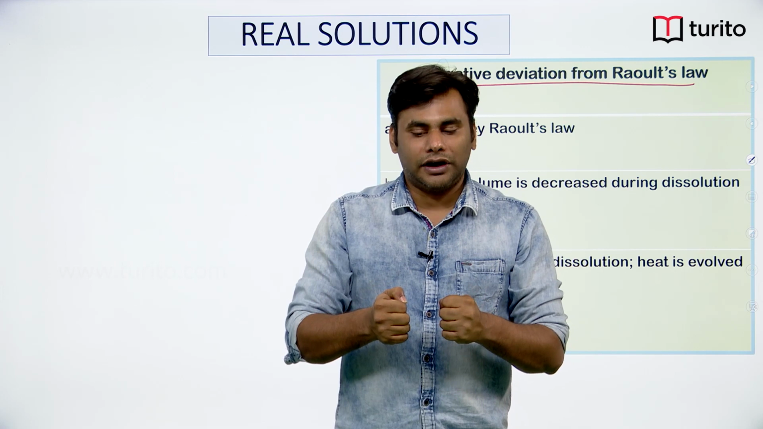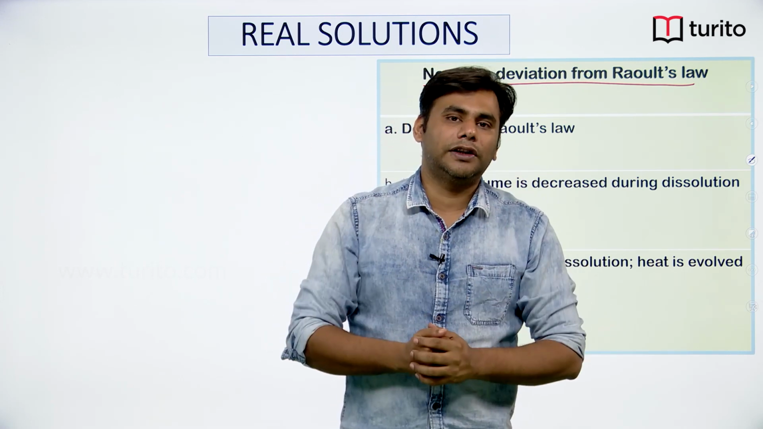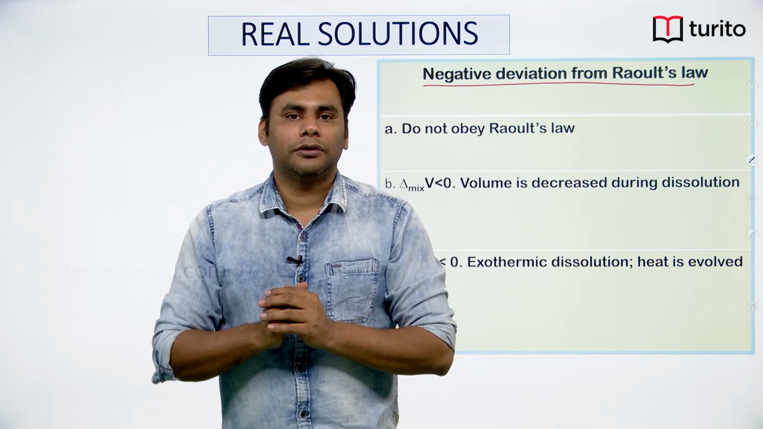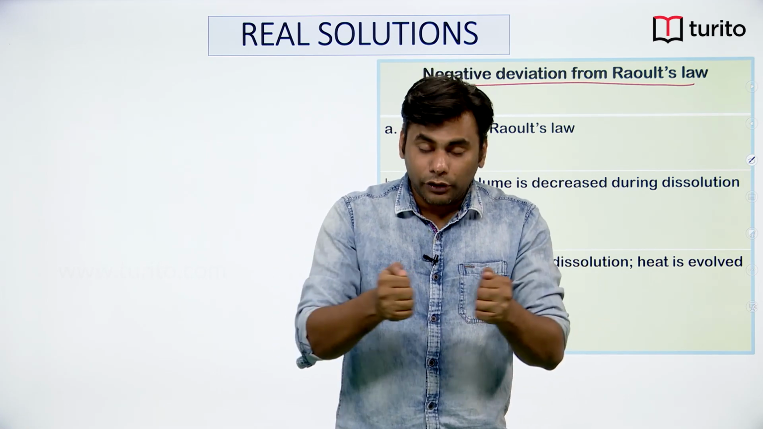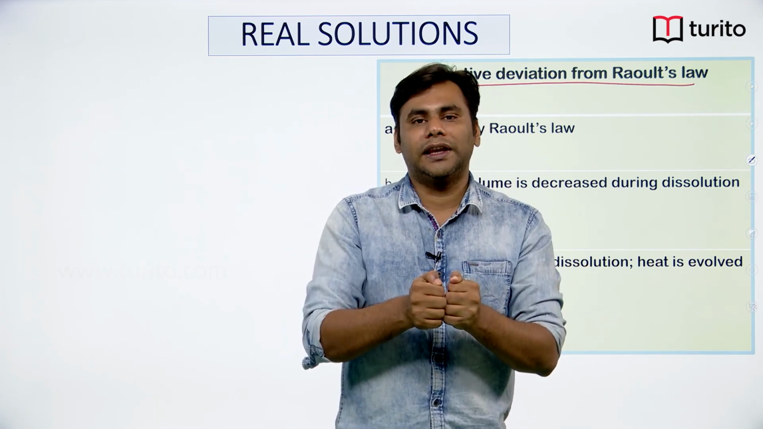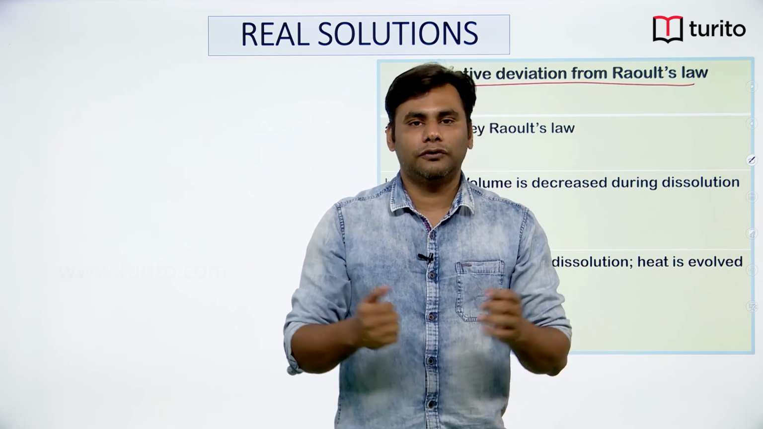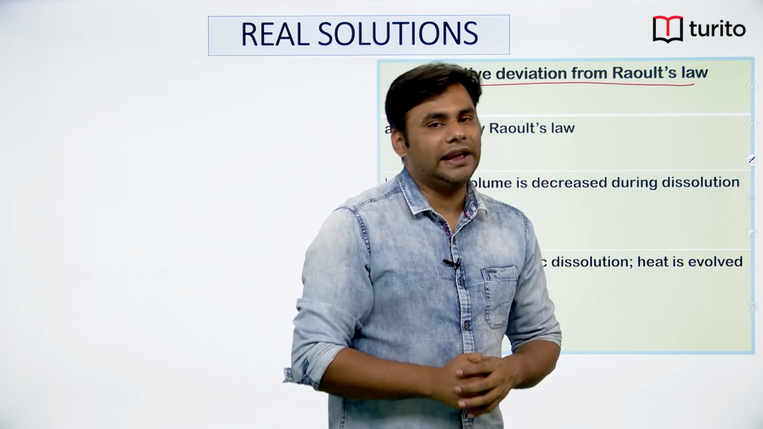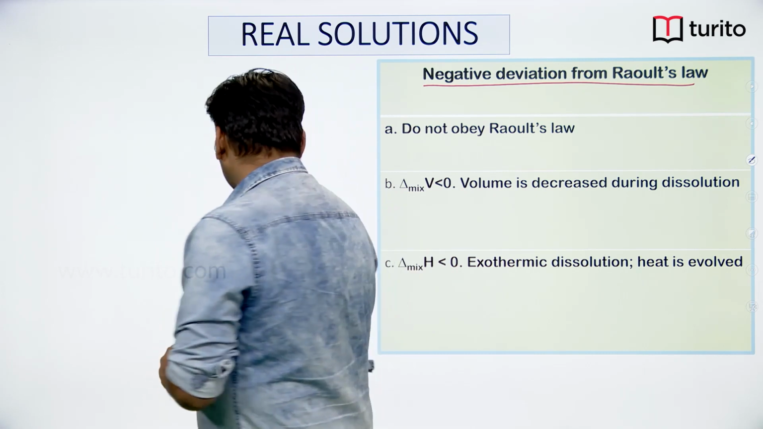So in that case, what would happen? Both the components are not able to escape out, so the pressure developed over the solution would be less than expected Raoult's law. Less number of vapor would be formed. Now whenever the two components are forming strong bonds between themselves, then only negative deviation solutions are formed. So we'll say that in this case AB interaction is stronger than AA or BB interaction. Okay, hope this is clear to you.